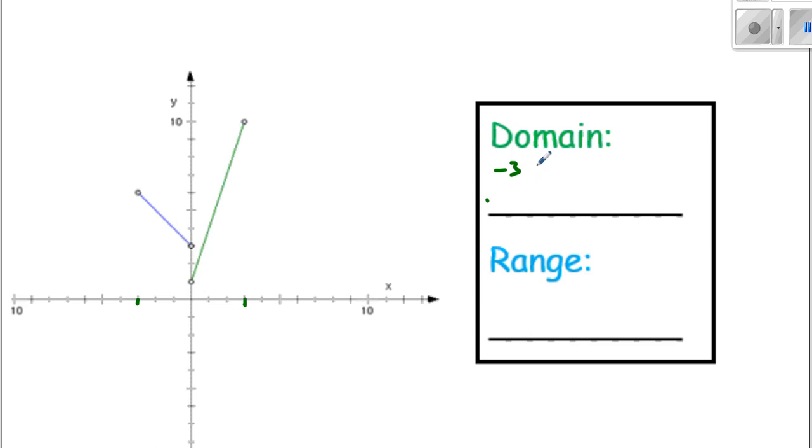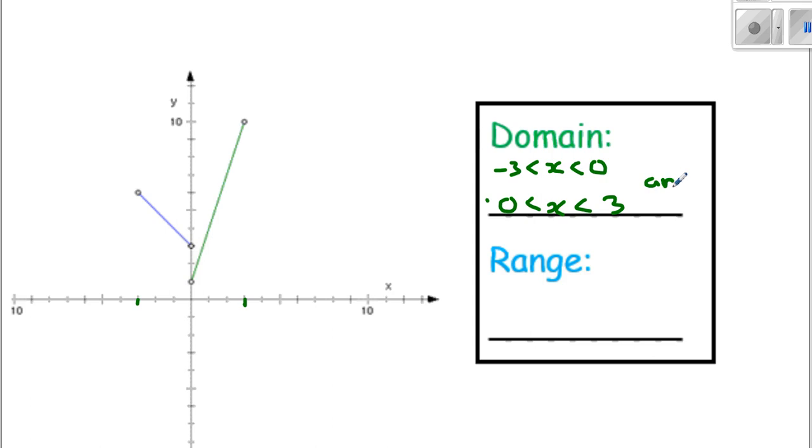Because it doesn't include 0, we can't do it as just one long continuous domain. We have to write it as two separate ones. And then from 0 up to 3. And it doesn't include 0, doesn't include 3, doesn't include -3 because of the empty dots. So two parts of the domain. So you might want to put an AND in there or something like that to say that there's two separate areas to the domain. Range seems to be just as confusing.